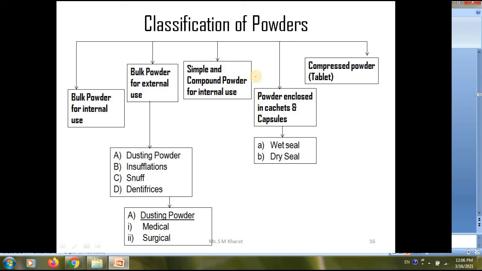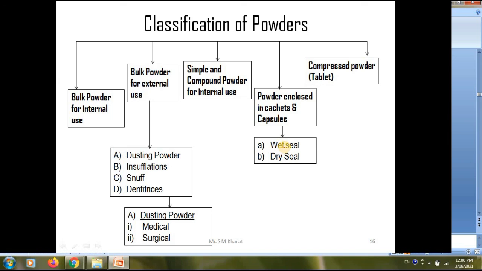Then the fourth class of powder is powder enclosed in cachets. We can seal cachets by the wet method, that is the wet seal, or by the dry method, also called dry seal cachets. So these are the two types of cachets which are available or which we can formulate. This classification depends on the application area, or site of action.